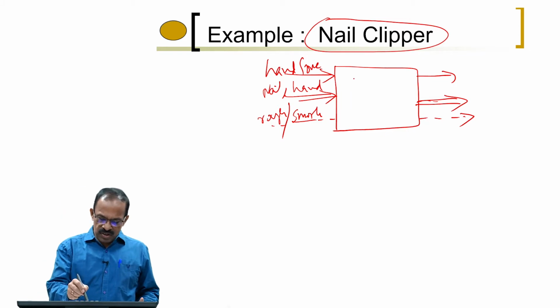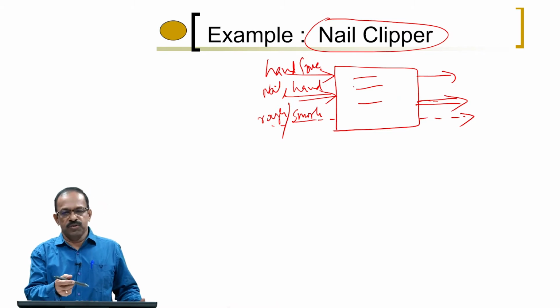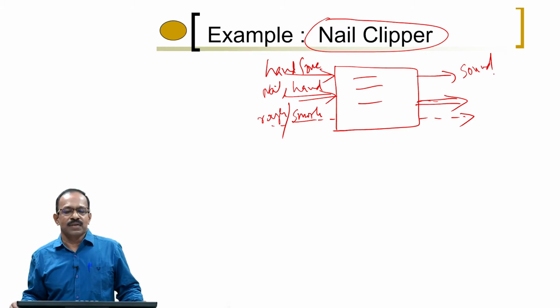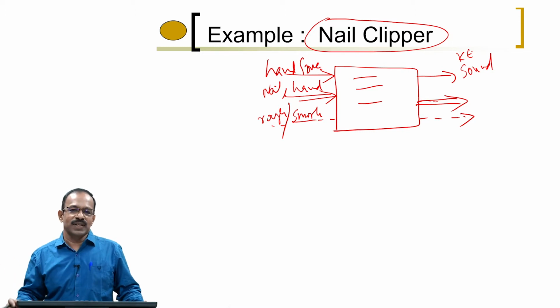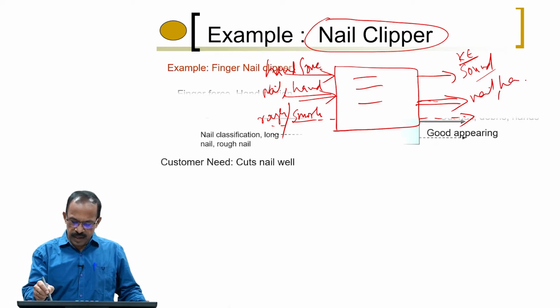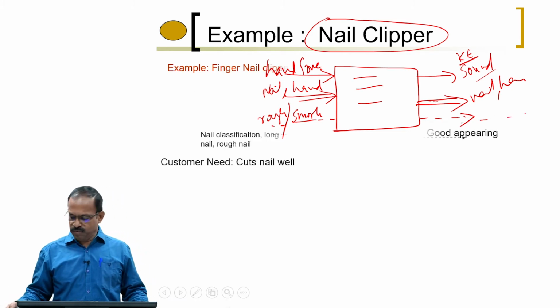Here the main function is to smoothen or shorten the nail. That is the main function. You shorten the nail or you smoothen the nail edge, and the output will be, maybe, sound as one energy coming out, and sometimes kinetic energy of the nails flying out after cutting. So there can be a kinetic energy output and a sound output, and then the nail will be out, and the hand also, and of course the signal will again be whether it is rough or smooth.